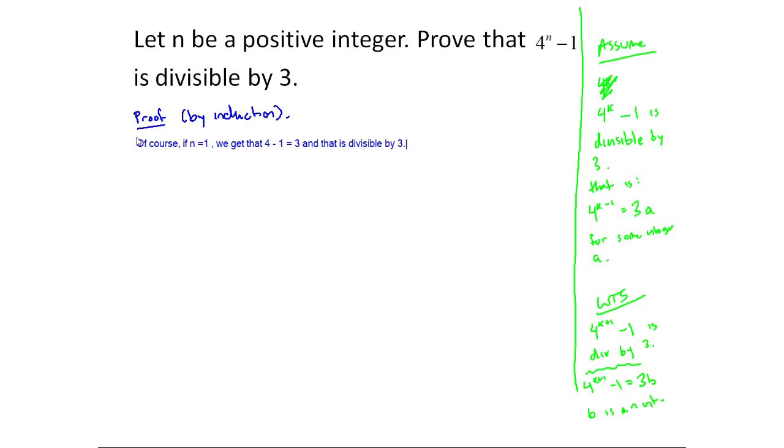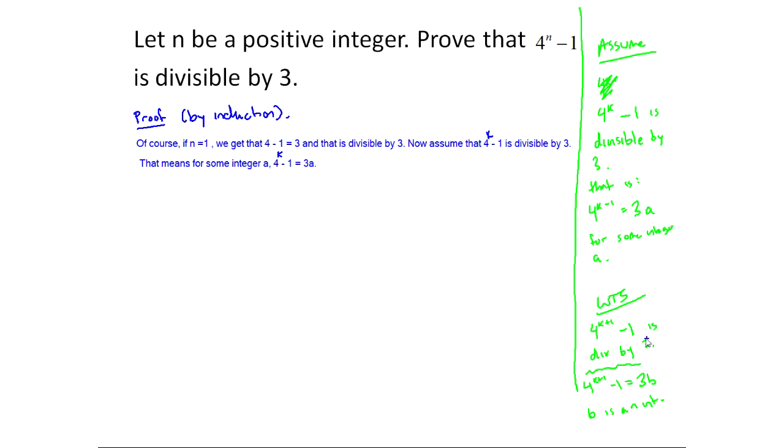So now we're going to assume that it's true for k. So I'll add in the exponent in a second. And so I want to say now assume that 4 to the k minus 1 is divisible by 3. So that means for some integer a, let's say, that 4 to the k minus 1 equals 3a. By definition, we don't have to really explain that at all.